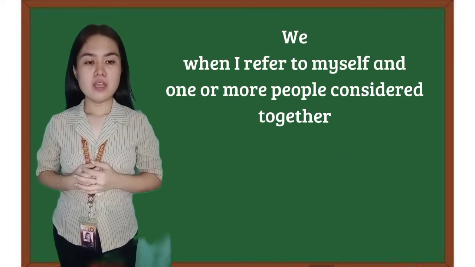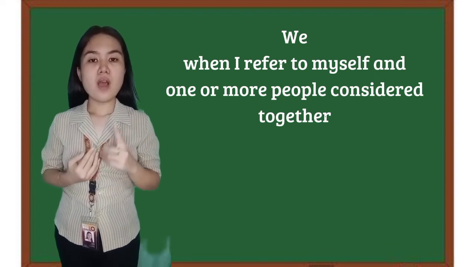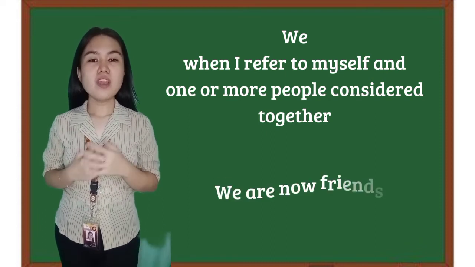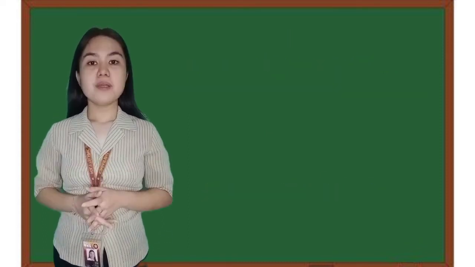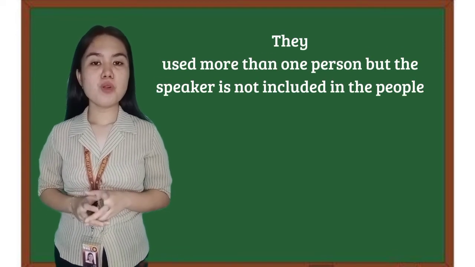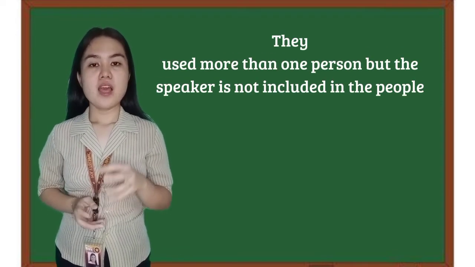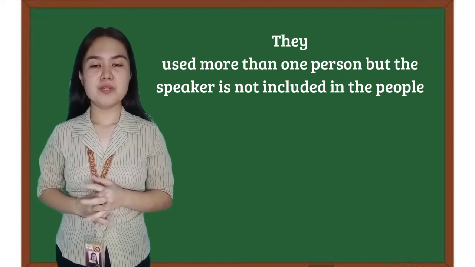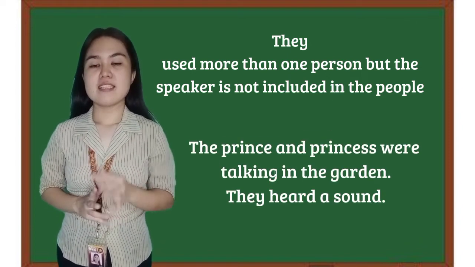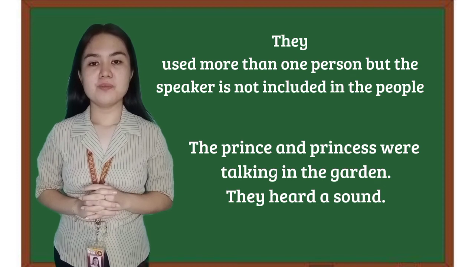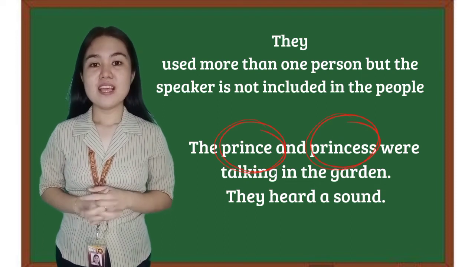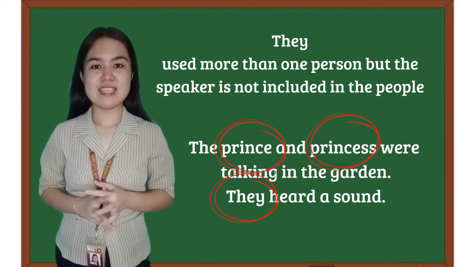The pronoun we refers to myself and one or more people considered together, like we are now friends. The pronoun they is used for more than one person, but the speaker is not included in the group. Example: the prince and princess were talking in the garden. The prince and princess are more than one, so we will use they to replace prince and princess. Those are examples of pronouns.